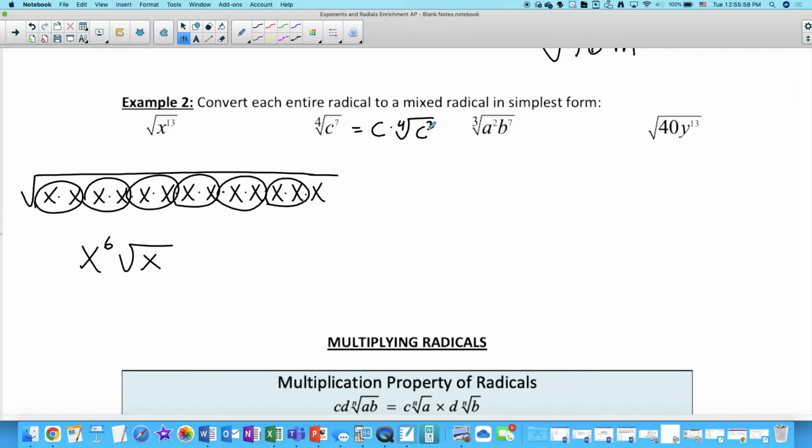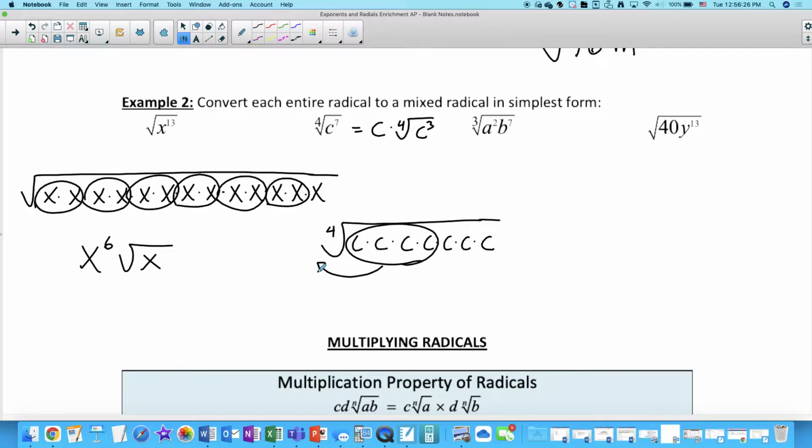And if this is a stretch, no problem doing the expansion, right? What this looks like expanded is 1, 2, 3, 4, 5, 6, 7. Here's one group of 4 that can come out, and then there's 3 left on the inside. Okay?